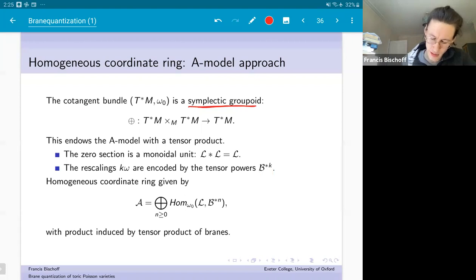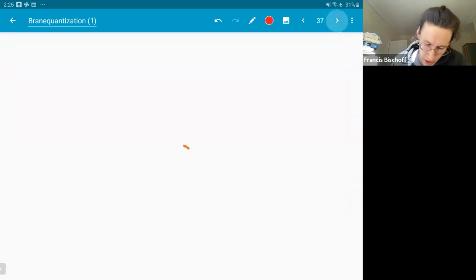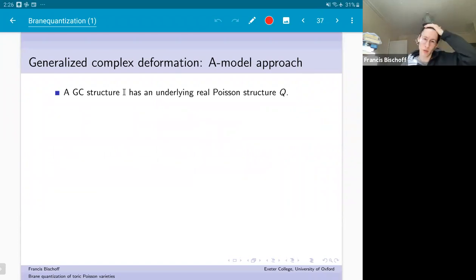So what this means then is that we can write now the homogeneous coordinate ring as follows, as homomorphisms from this Lagrangian brane L to the different tensor powers of B. And now the product on this algebra is going to be induced by the tensor product of branes. Okay, so this is how we can get the homogeneous coordinate ring from the A model approach. And this, we expect it to generalize to the setting of generalized complex geometry.